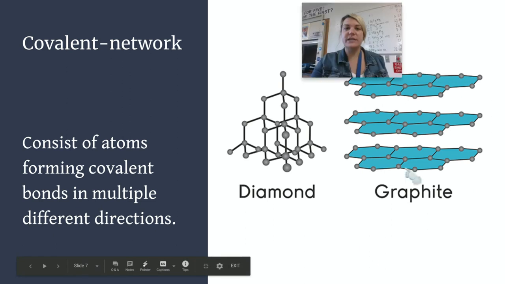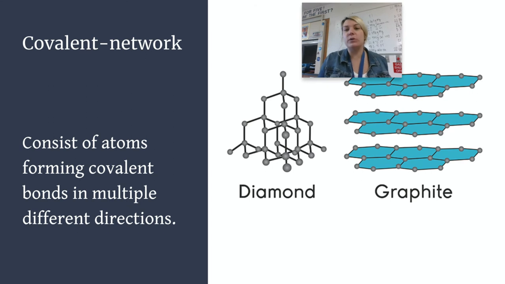Okay, I have two more here. This is the covalent network, okay? It consists of atoms forming covalent bonds in multiple different directions, okay? So covalent bonds, again, we have to remember they're sharing electrons, but what ends up happening is you have covalent bonds occurring all over and it becomes very, very strong, okay? We know this because diamond has a covalent network, right? And it is the strongest substance that we have. Nothing can scratch diamond, okay?